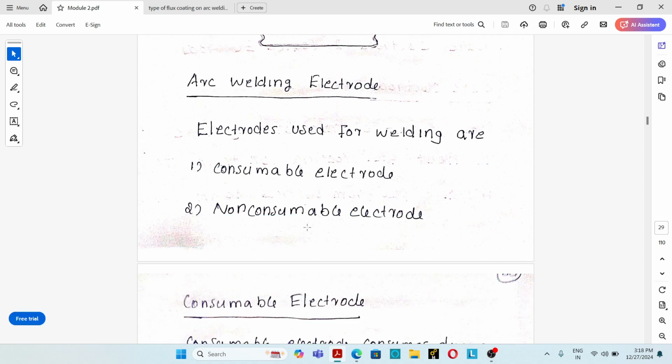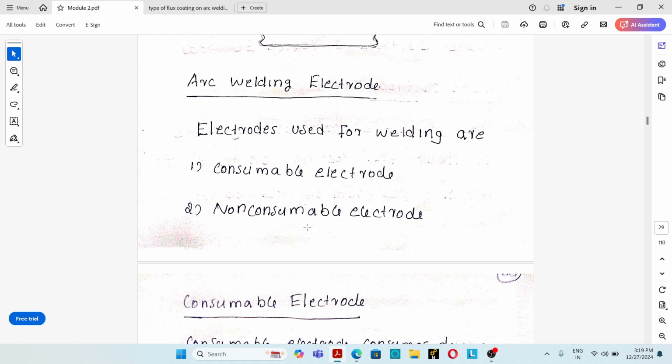Next one is arc welding electrode. Electrodes used for arc welding are classified into consumable electrodes and non-consumable electrodes. So what's the difference between non-consumable electrodes and consumable electrodes? Non-consumable electrodes are those which are not consumed during the welding process.